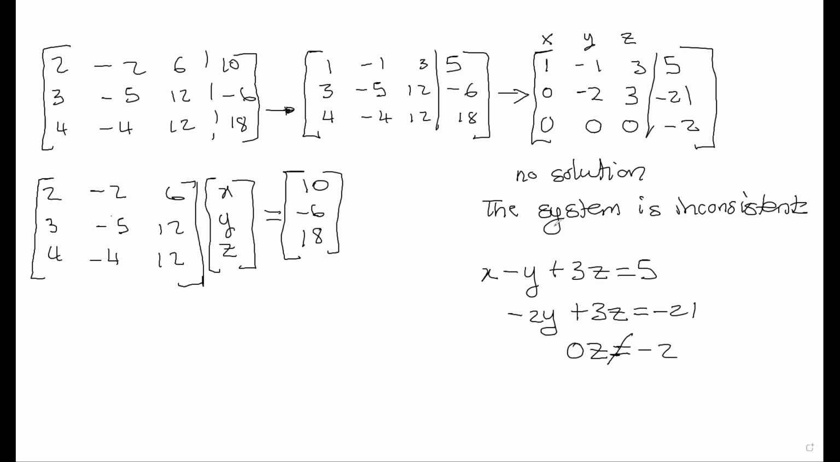So basically, when you take this thing back and put the variables, you can't have 0 is equal to -2. It's just not possible. It means there's no solution. Do you have questions about this thing?